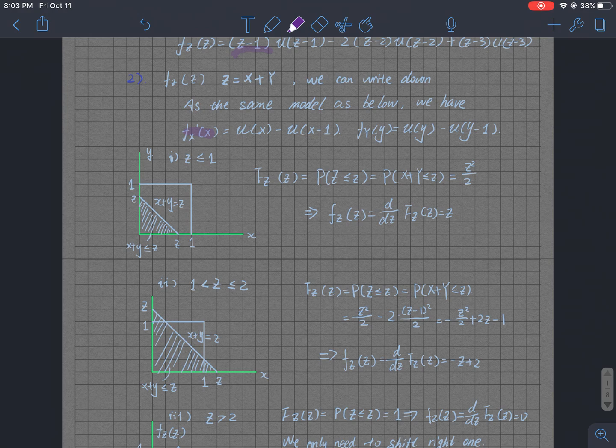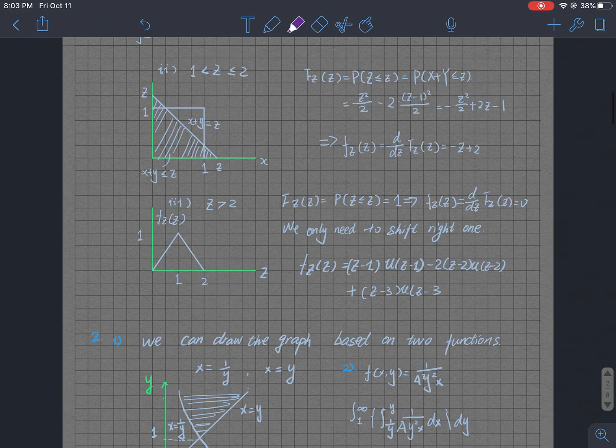Then we separate the situation into 3 parts, I think: less than 1, greater than 1, and less than 2. Beyond this scope, everything is gone. Intuitively, X and Y equal 0 after this point, so Z must be 0 because nothing will happen at this point. Okay, so we need to keep in mind that we need to shift by 1.